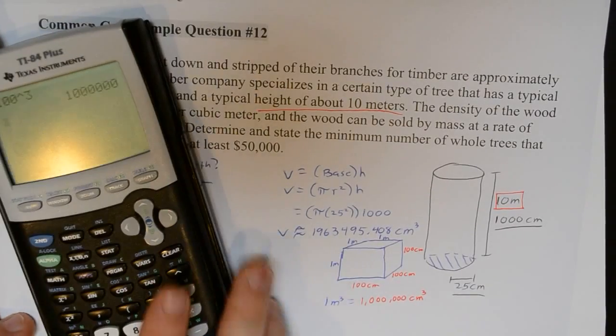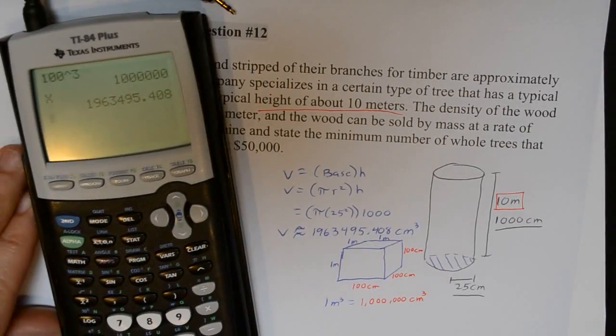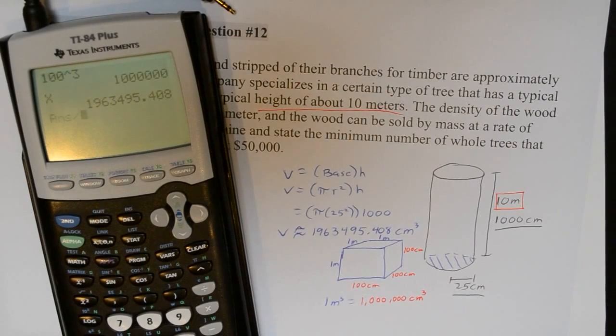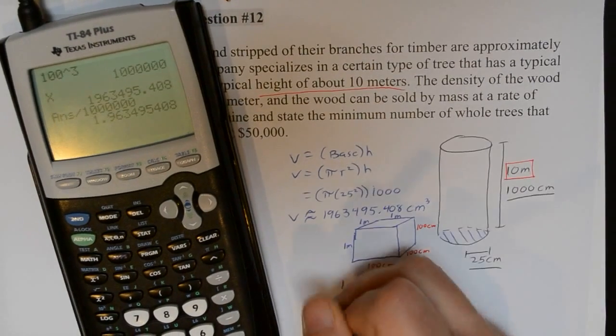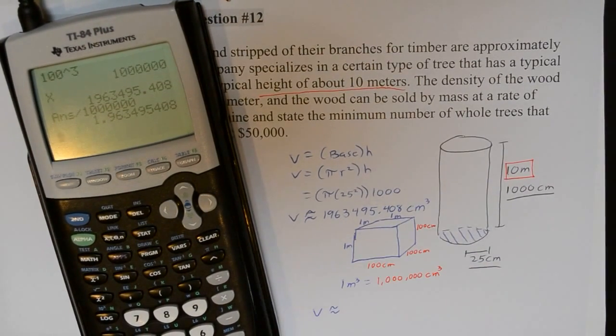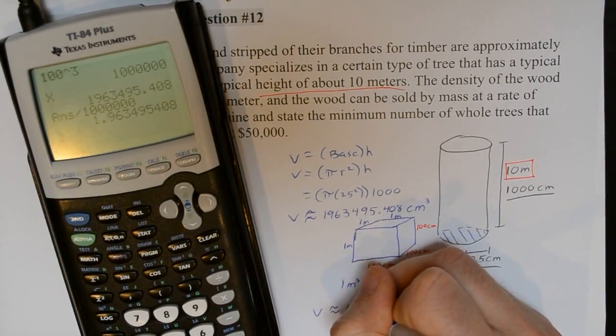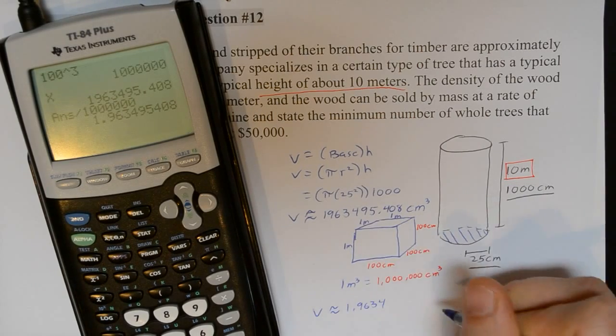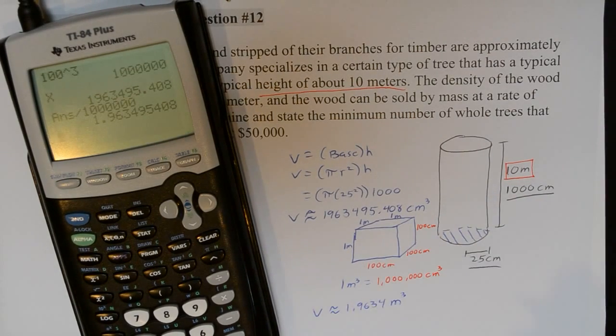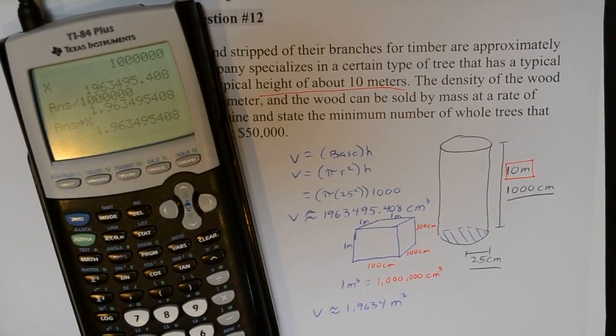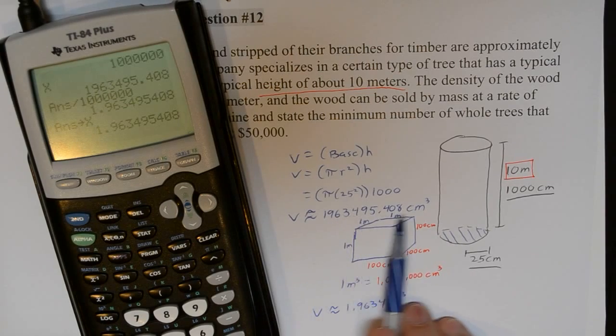So hold on a second. Remember before I had that number saved as x, that's my volume. So I'm just going to divide that by 1 million. Oh, look at that. So it turns out a tree is only about 1.9634 cubic meters. Do you see what happened there? By the way, I'm going to go ahead and store that as my new x, because I might want that number again in the near future, right? So this is cubic centimeters. I turn this into cubic meters.